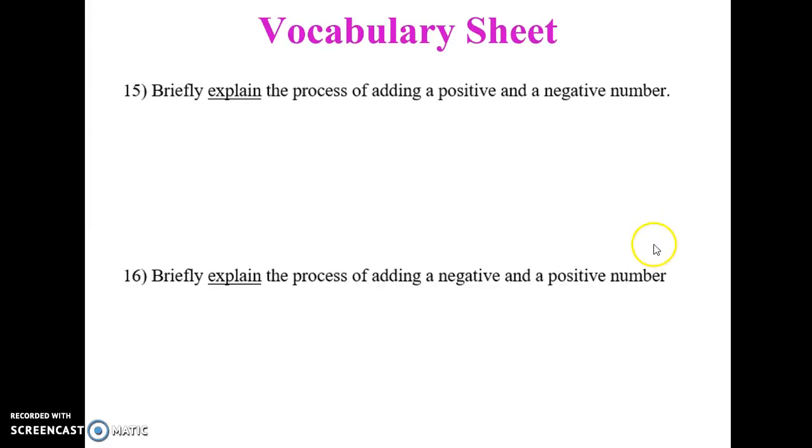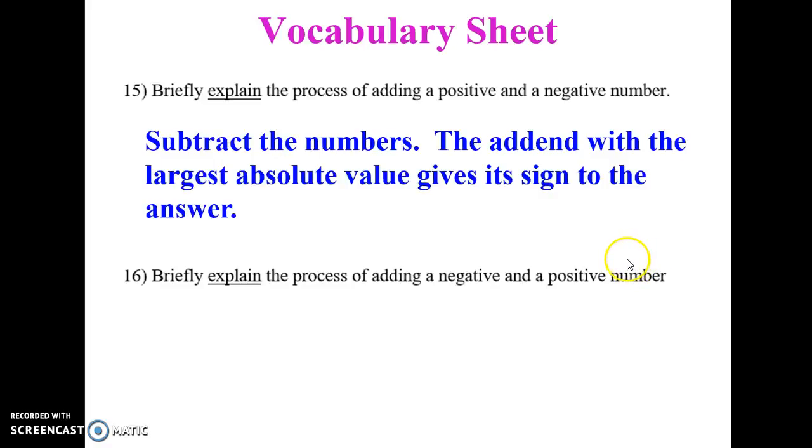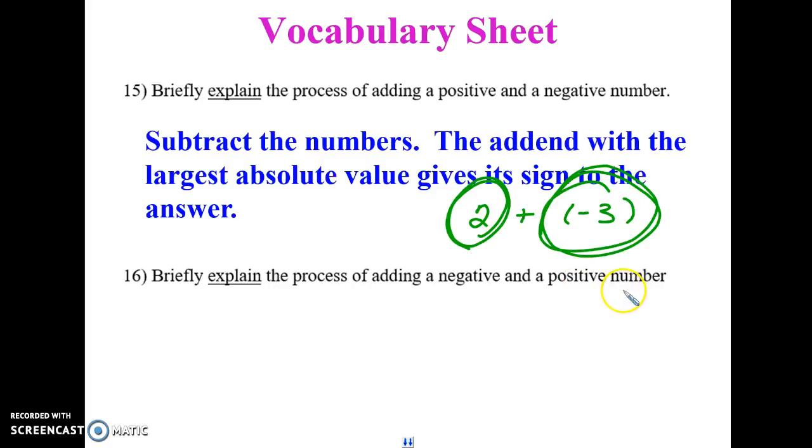Number 15 says, briefly explain the process of adding a positive and a negative number. Okay, you subtract the numbers. Let me show you what an add-in is. Let's say I have 2 plus -3, so I'm adding a positive and a negative number. This is an add-in, and this is an add-in. The two numbers that you're adding together are called add-ins. In this case, you're going to subtract the two numbers. The difference between 2 and 3 is 1.